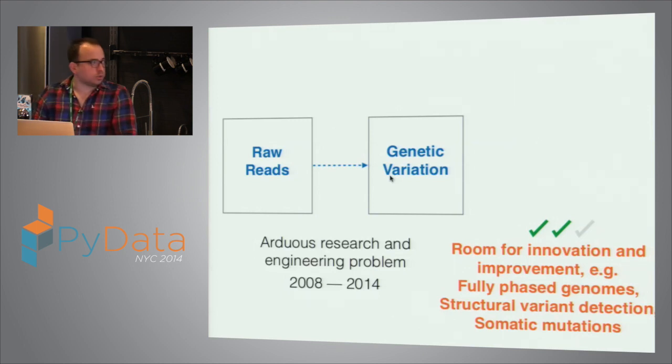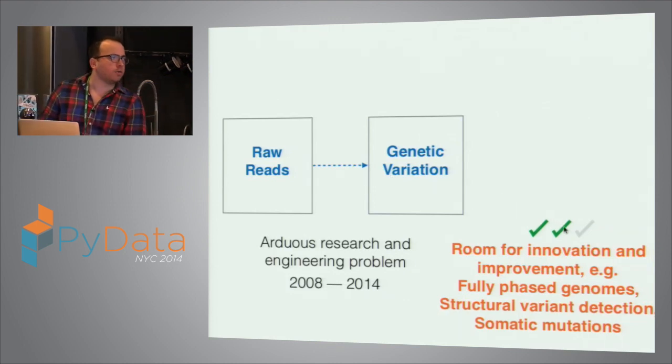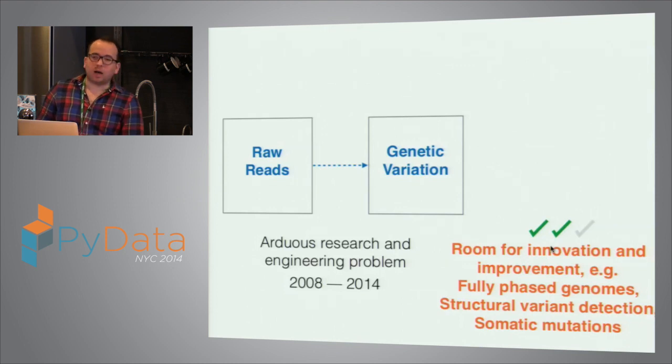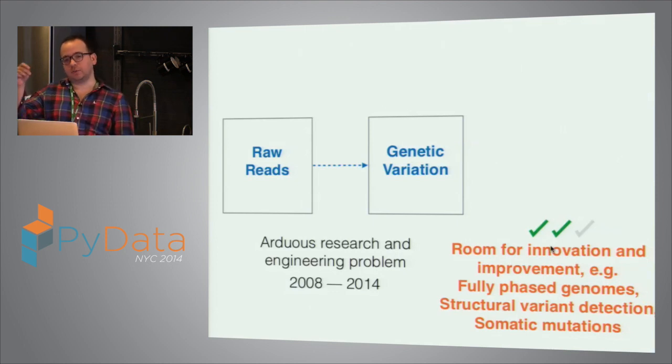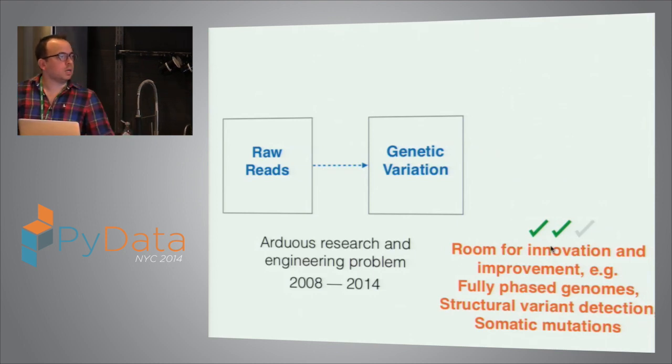This is a very arduous research and engineering problem. It has largely been tackled from 2008 to 2014. There's still a lot of room for innovation and improvements. As you can see, I've only checked about 2 out of the 3 check marks. Right now, one of the rooms for improvement includes being able to provide fully phased genomes, saying basically that for any given individual, this is the genotype from position 1 to the final position of the chromosome, for the maternally inherited DNA and for the paternally inherited DNA.